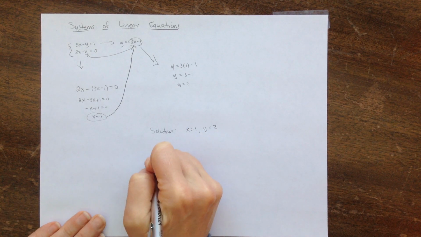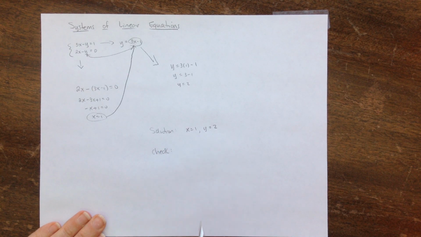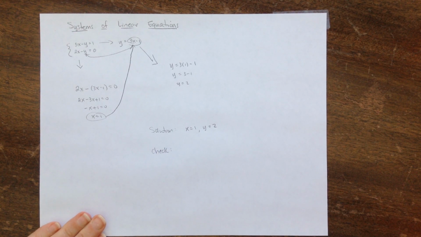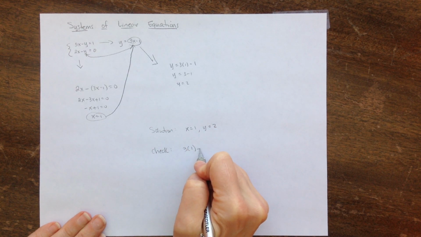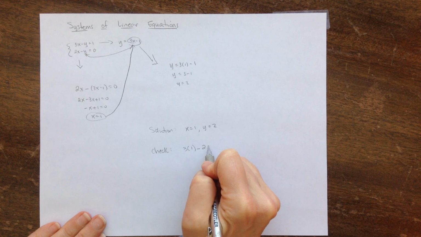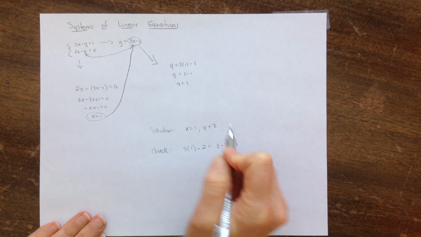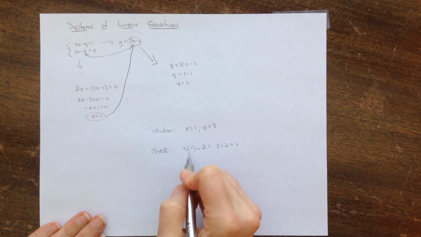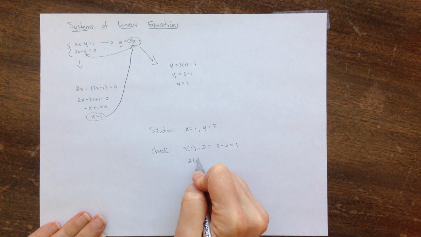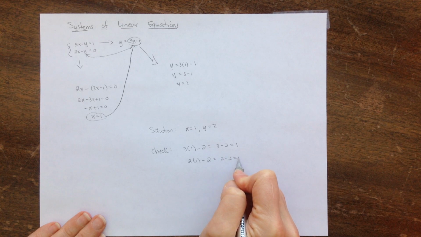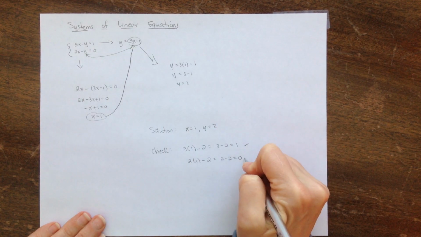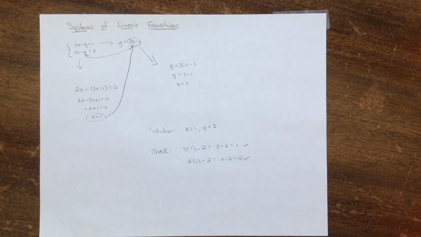And I can check that, which you should always do whenever possible, by plugging into both of the equations. So the first equation says 3 times x, which I think is 1, minus y, which I think is 2, is 3 minus 2. That's equal to 1. So that first equation works. And the second equation says 2 times my x, which is 1, minus the y, which is 2, so that's 2 minus 2, which is equal to 0. So it works in the first equation, works in the second equation. We have a single beautiful solution, and we're done.